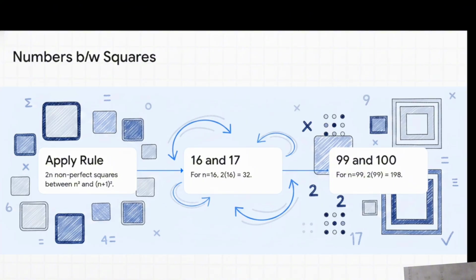So for 16 and 17, n is 16. So 2 into 16 is 32. For 99 and 100, n is 99. 2 into 99 is 198. Final answers: for part 1 it's 32 and for part 2 it's 198.